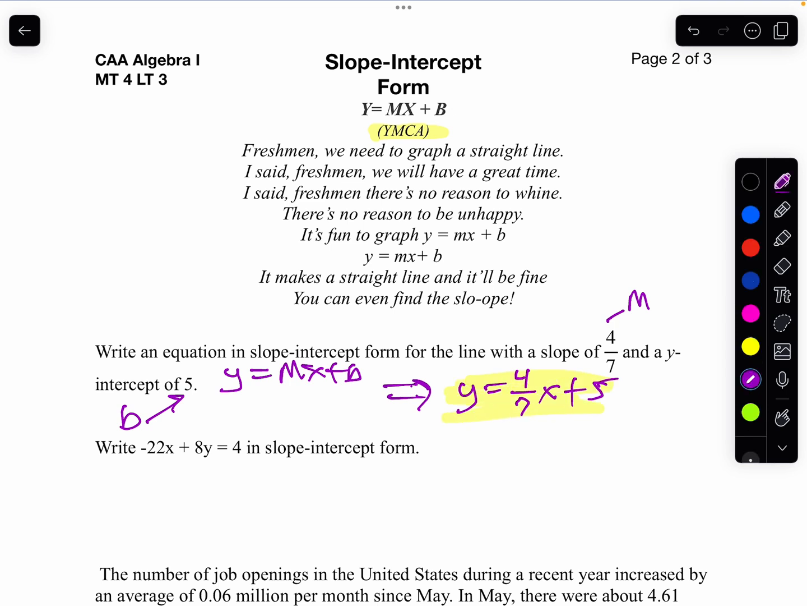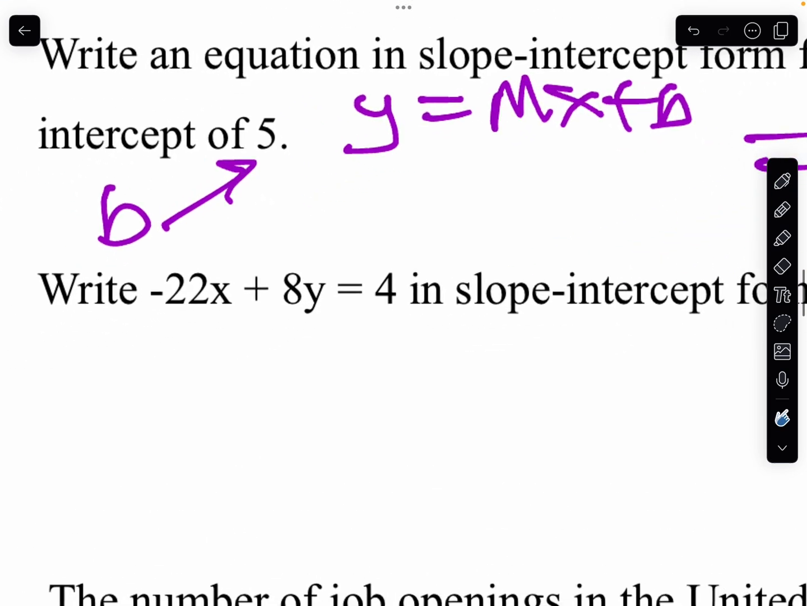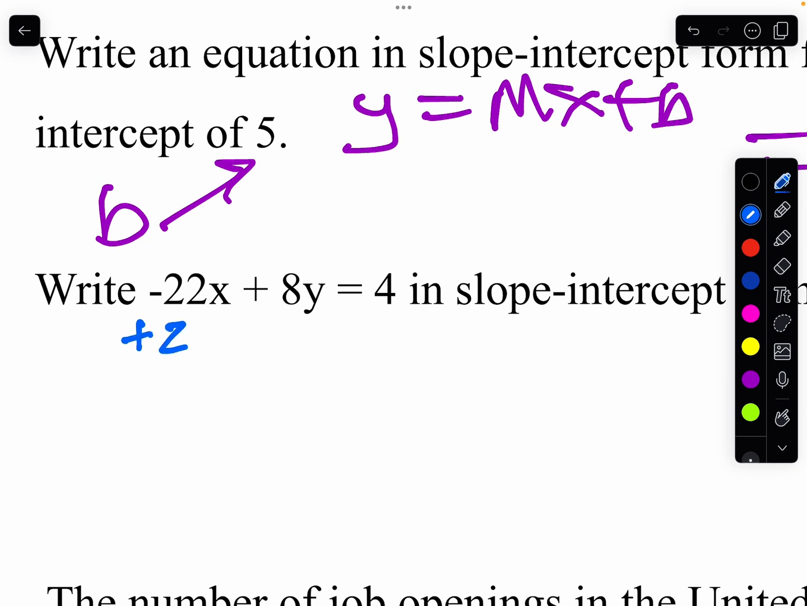Now on the next one, I want to rewrite this equation, negative 22x plus 8y equals 4, in slope-intercept form. Well, slope-intercept form means get y by itself. So I'm going to move everything that's not y to the opposite side. I'm going to make this a tad bit bigger so we can look at it a little bit closer. Now you want to get rid of addition and subtraction first, so I'm going to add 22x to both sides. Notice there is no x on the other side, so I'm just going to tack it on the end.